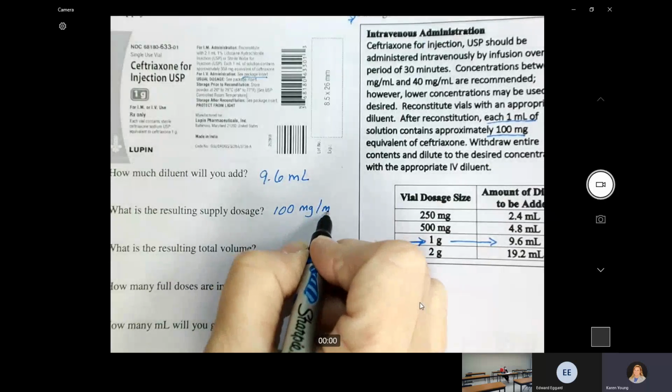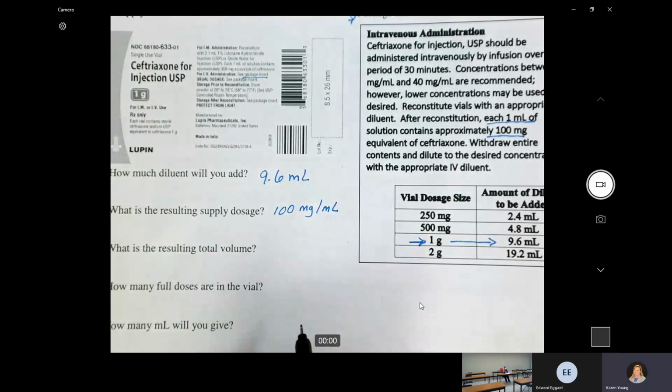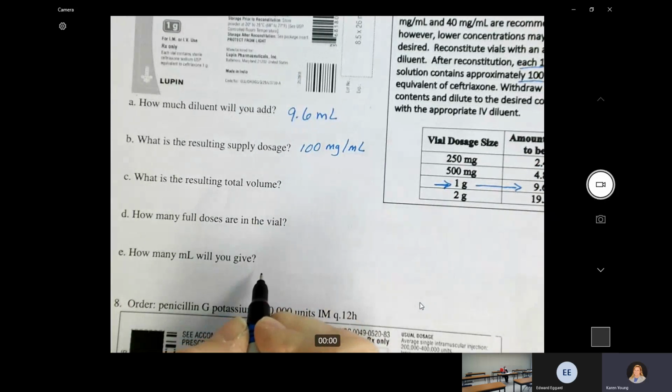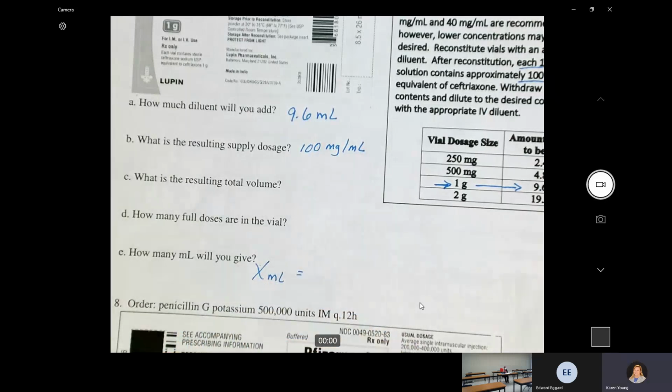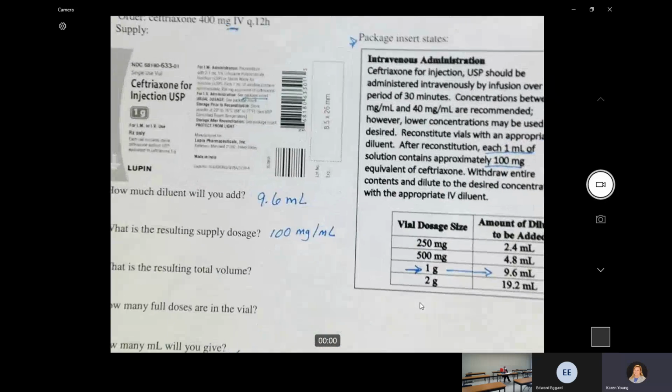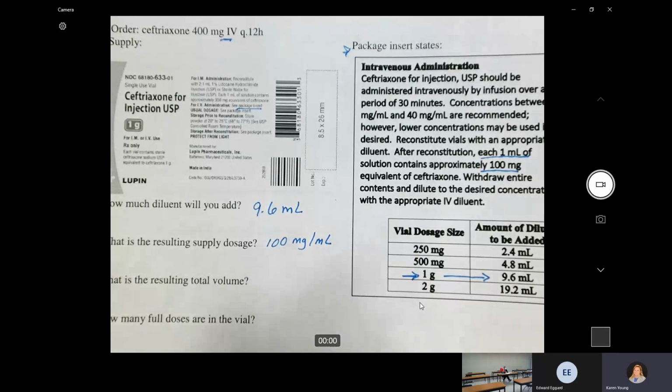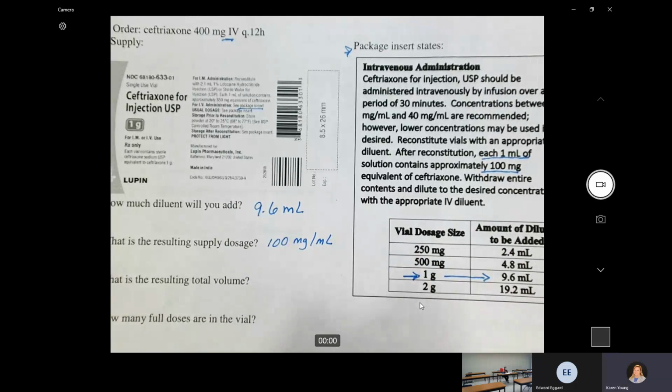100 milligrams per milliliter. All right. So how much are we going to give? Let's get C and D. How much are we going to give? And remember, that's our doctor's orders, and our doctor's order was 400 milligrams times our supply, which is the 1 milliliter over 100 milligrams.